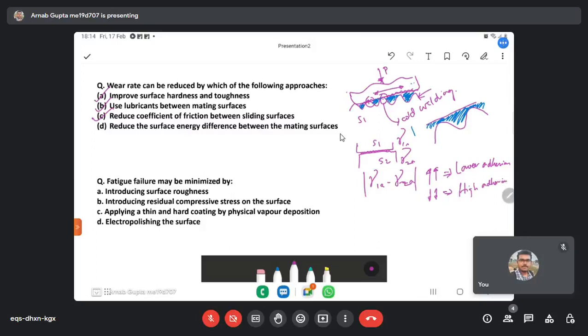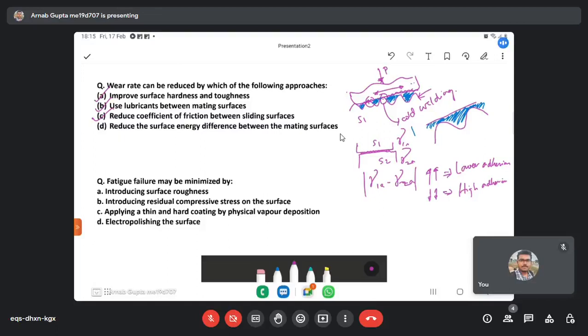So as you can see, if surface one and surface two are adhering to each other, then which type of wear can take place? Adhesive wear. So what happens in adhesive wear? How does it propagate?